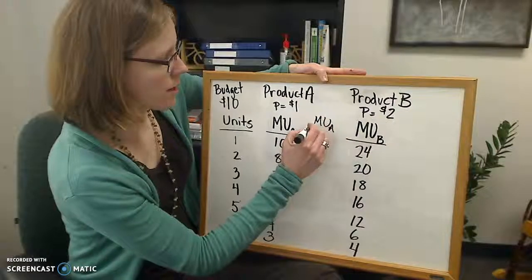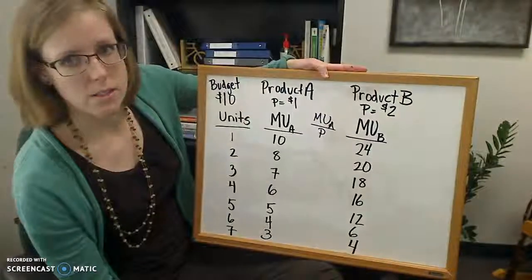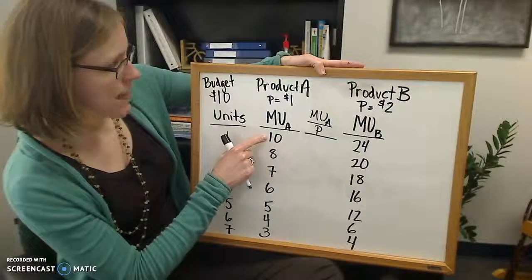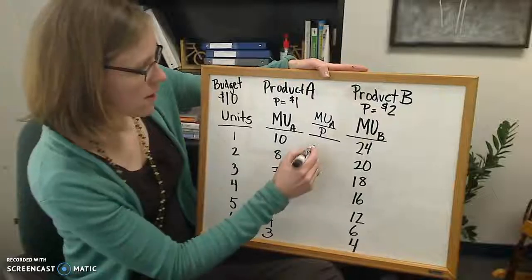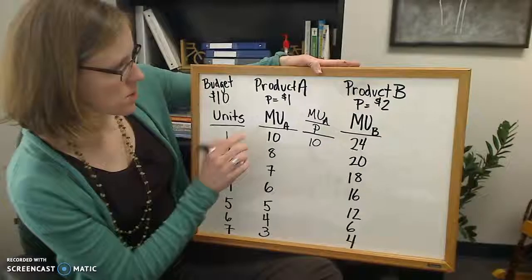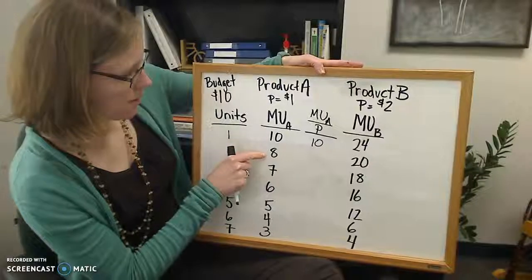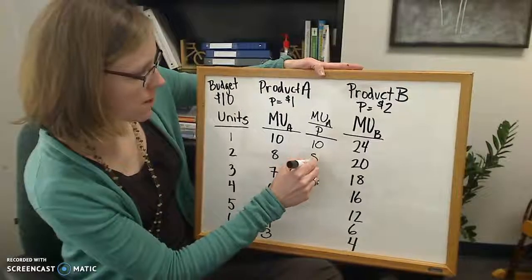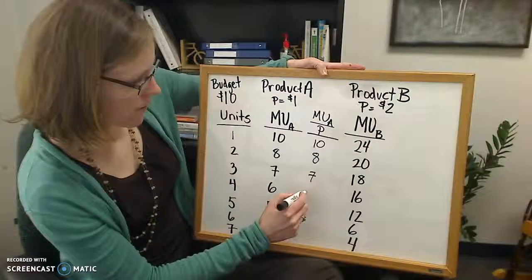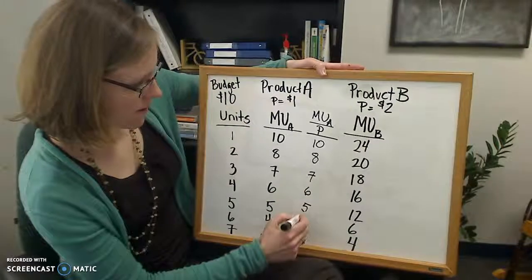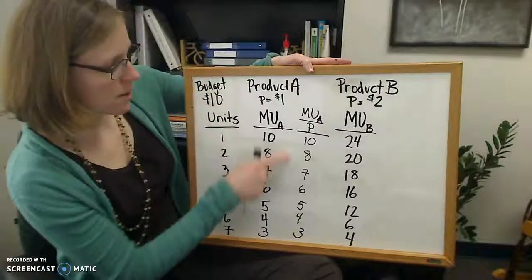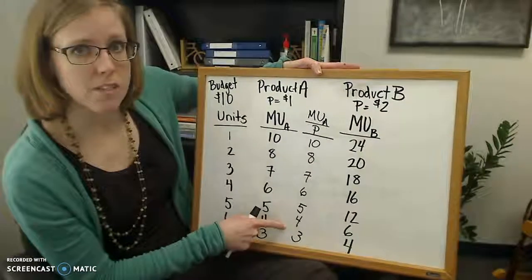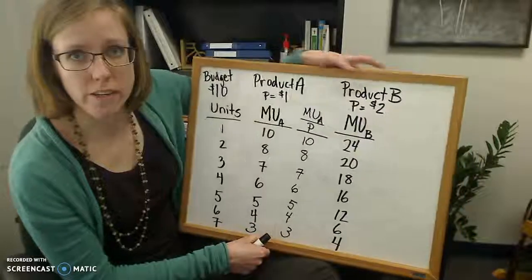MU of product A divided by the price of product A. So for the first one, marginal utility is 10, price is $1. This column will be pretty straightforward. So 10 divided by 1. For the second unit, we're looking at a marginal utility of 8 divided by 1. And so on down the line. So this column represents the marginal utility of product A divided by the price of product A, the first half of that equation found at the top of page 158.